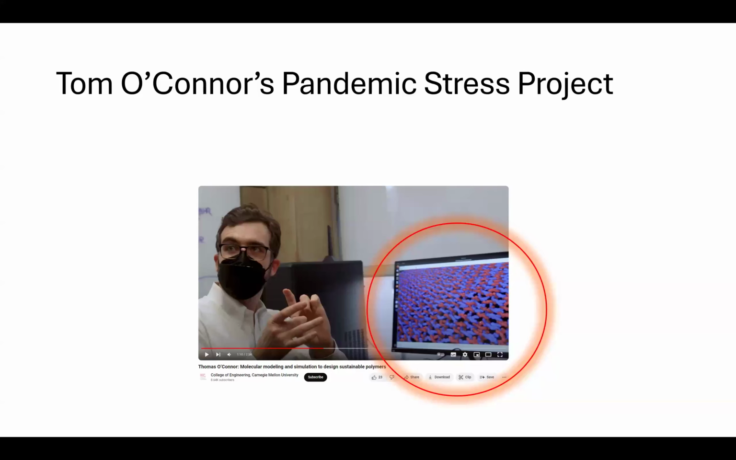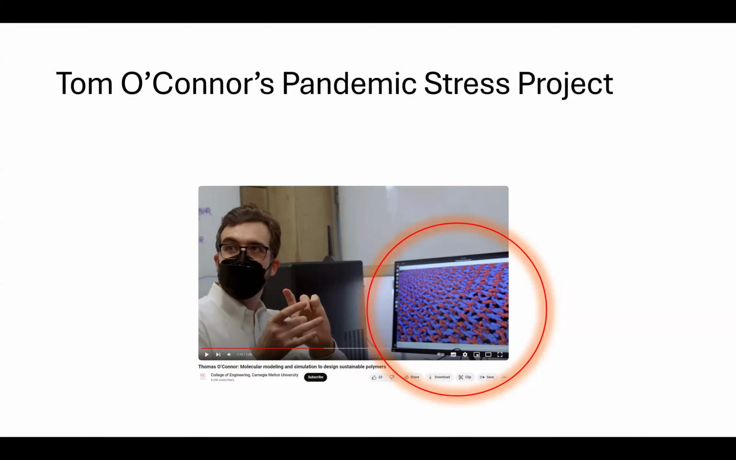Around the same time, Tom O'Connor undertook what he described as his pandemic stress project, where he looked up different types of medieval armor and simulated them as polymer networks at different temperatures and looked at how they curled up or folded or whatever. Unfortunately, this was never taken to fruition. So the only evidence that this happened is the background of this Carnegie Mellon marketing video. I'm just mentioning this to tell you that I'm basically the third person to do what I'm about to tell you. I just happen to have a complete story about it.